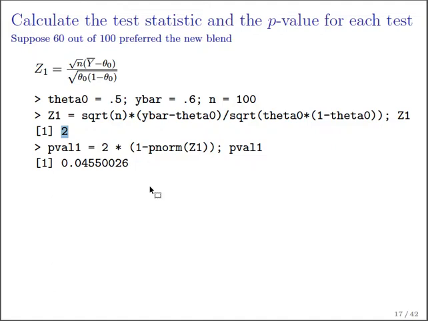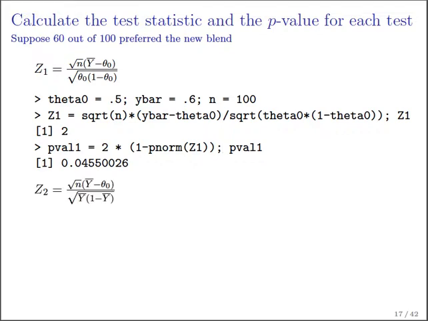The 2 is bigger than 1.96, so it's bigger than the critical value and we reject the null hypothesis. The p-value is the area under the curve, notice the use of p norm. It's the area under the curve out beyond 2 in both directions, and that's about 0.04. And since p is less than 0.05, we do reject the null hypothesis, and so on.